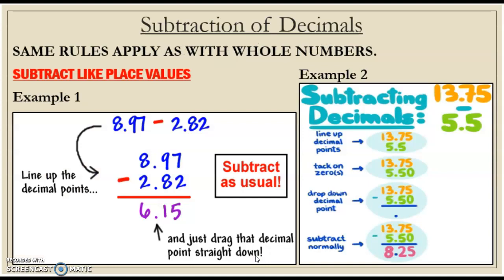Moving along, subtraction of decimals. Exactly the same except using subtraction. The same rules apply as with whole numbers. We are going to be subtracting like place values. Let's look at example number 1.